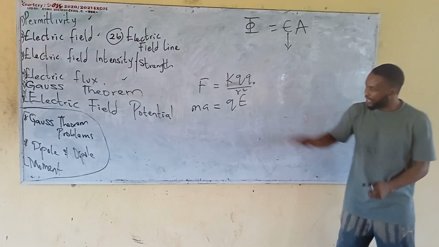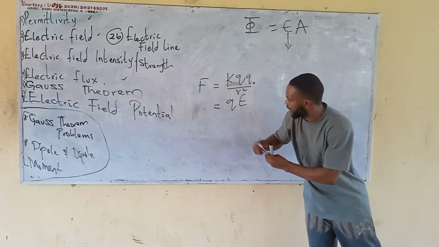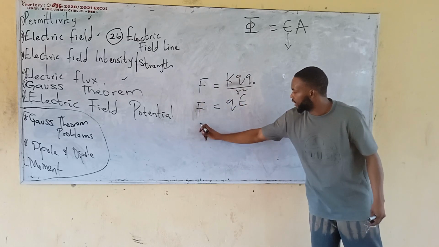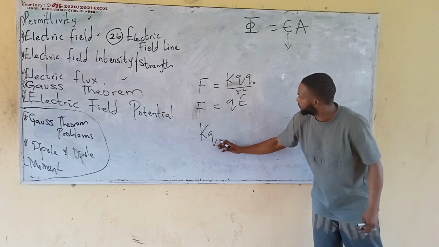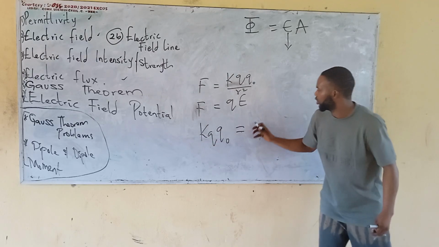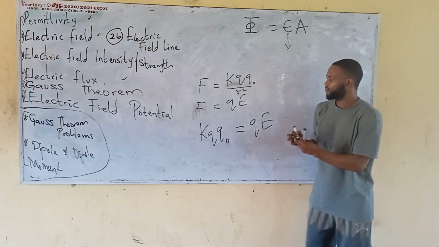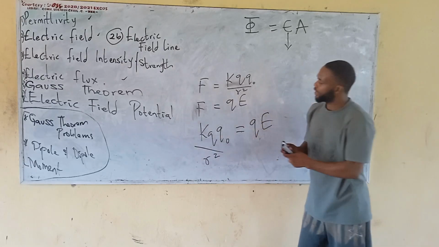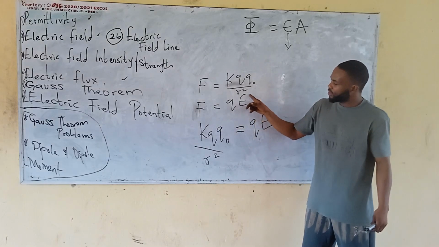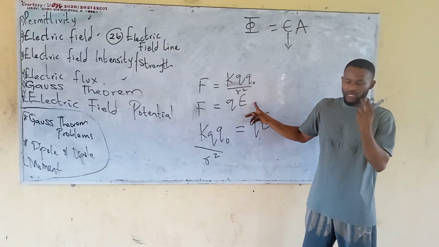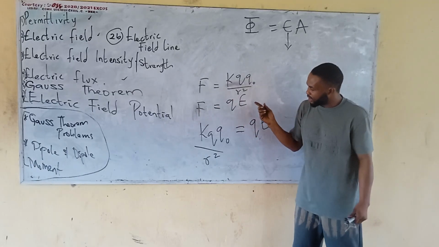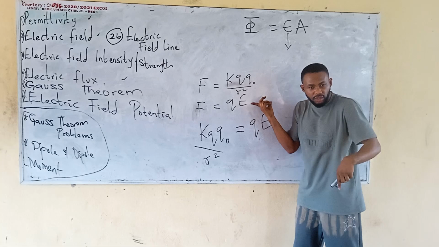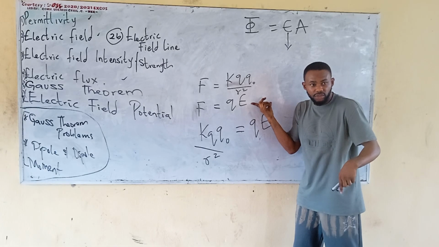Now, if I put this thing here, I can replace this. That is equal force here. So I can now have KQ and then Q naught over R squared equals QE. Look at this thing. Here I have F equals QE. Notice that this thing is electric field. Is it not true? And we said, when we started, that electric field intensity talks about the amount of force that is acting on a charge. Is it not true? Is it what we said?